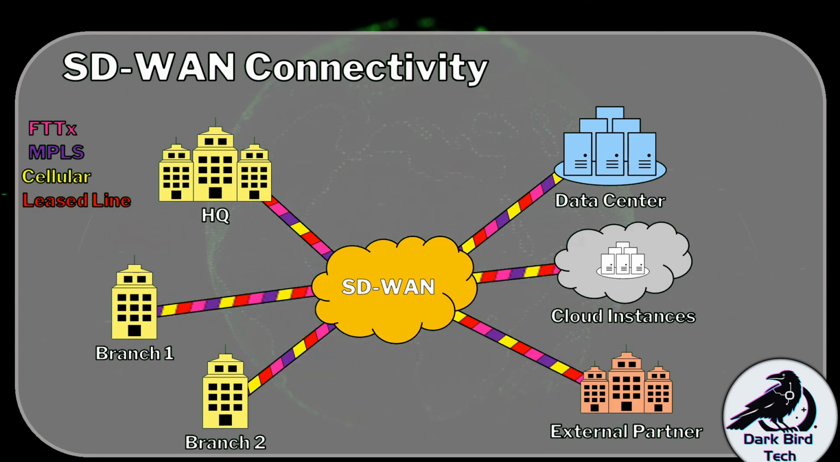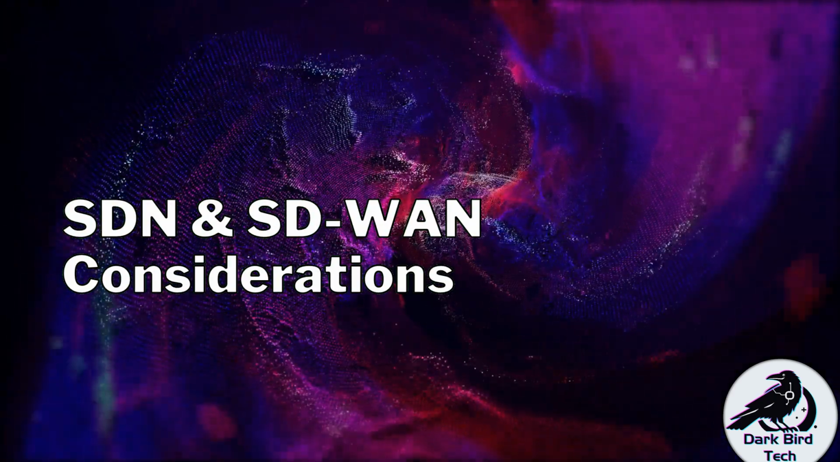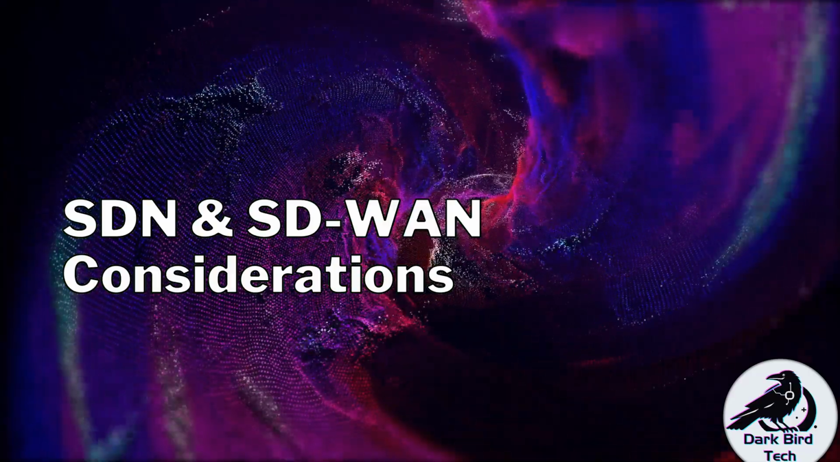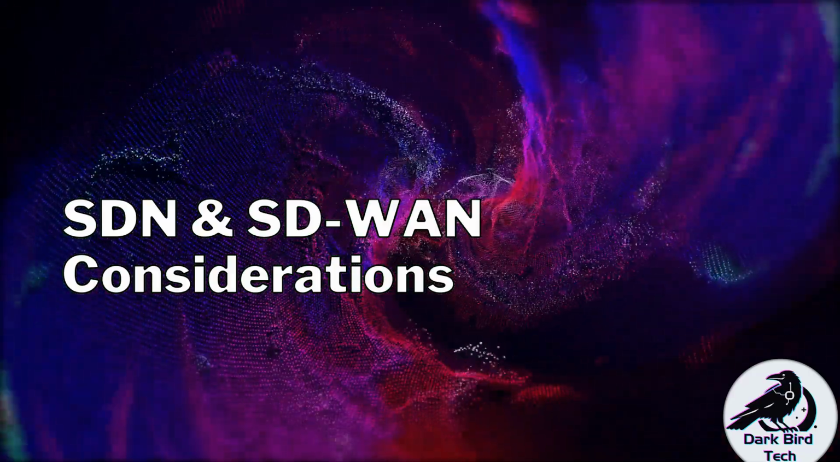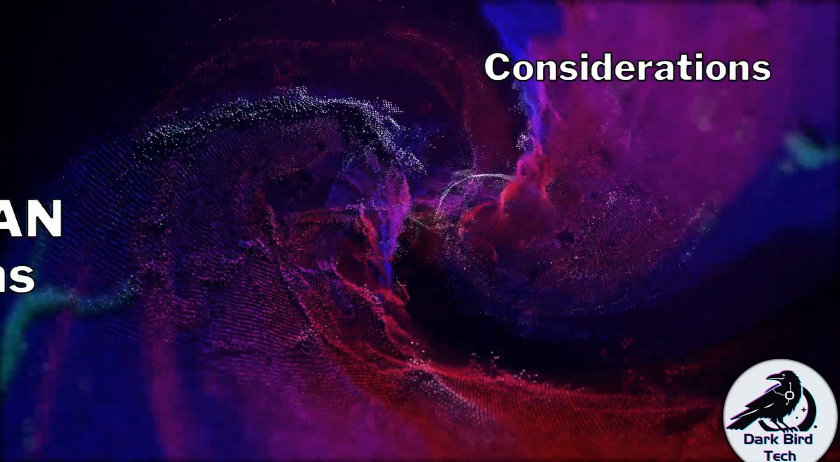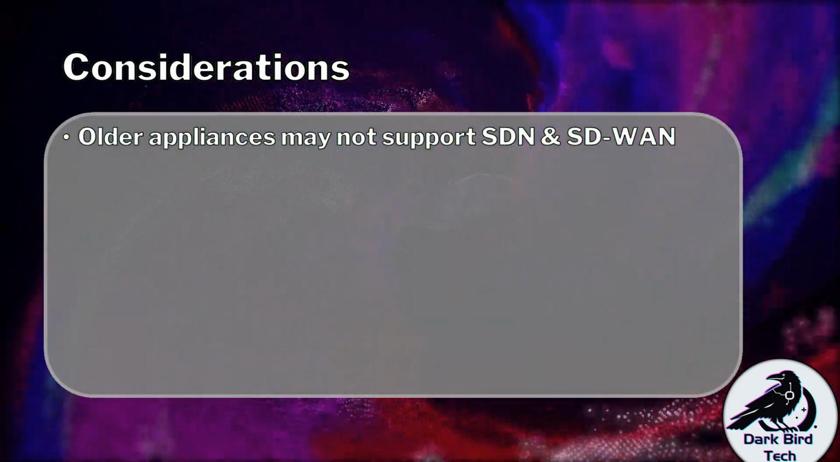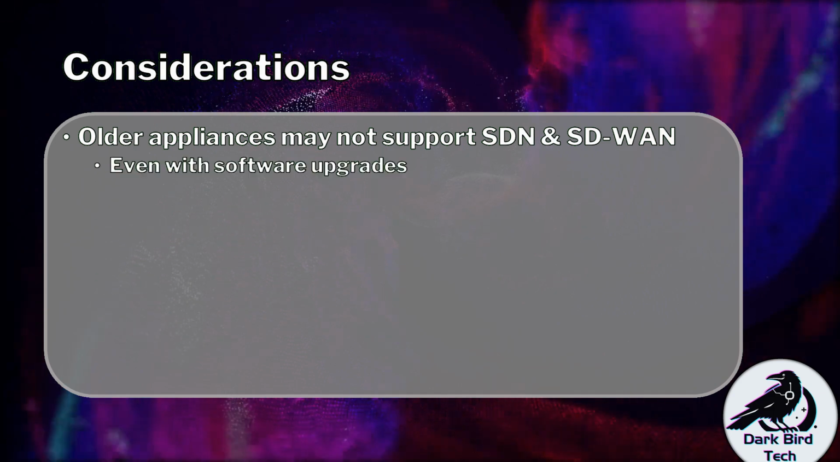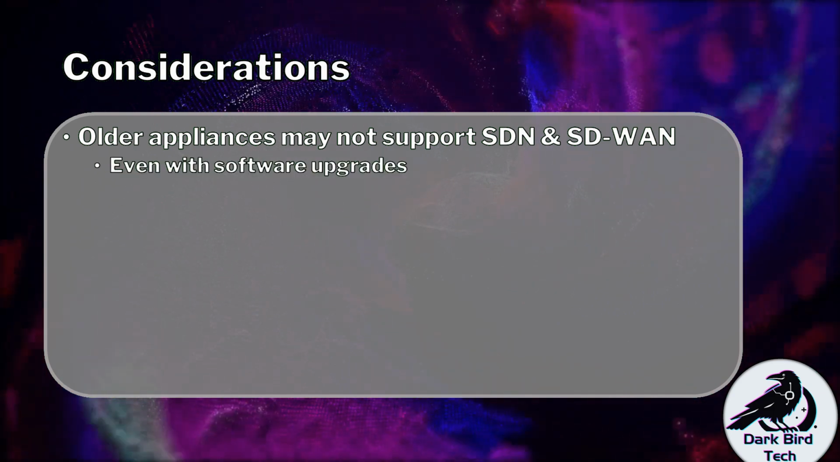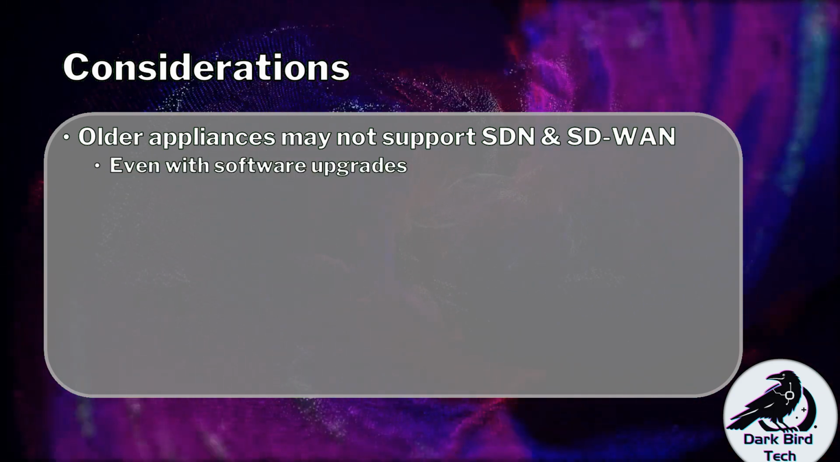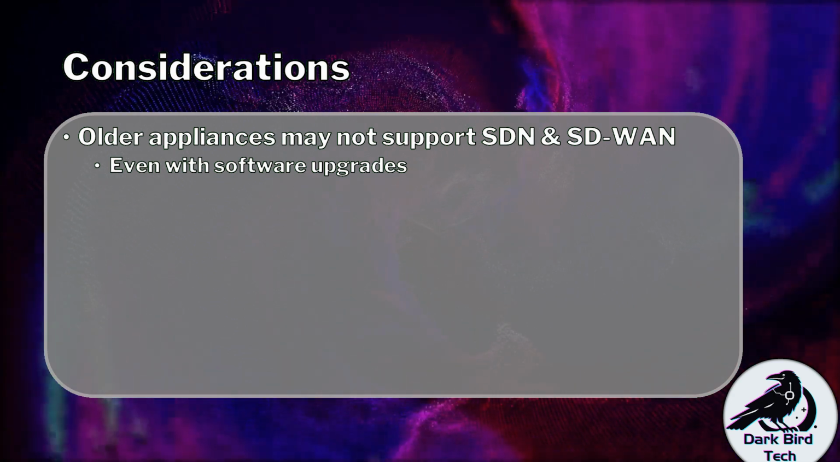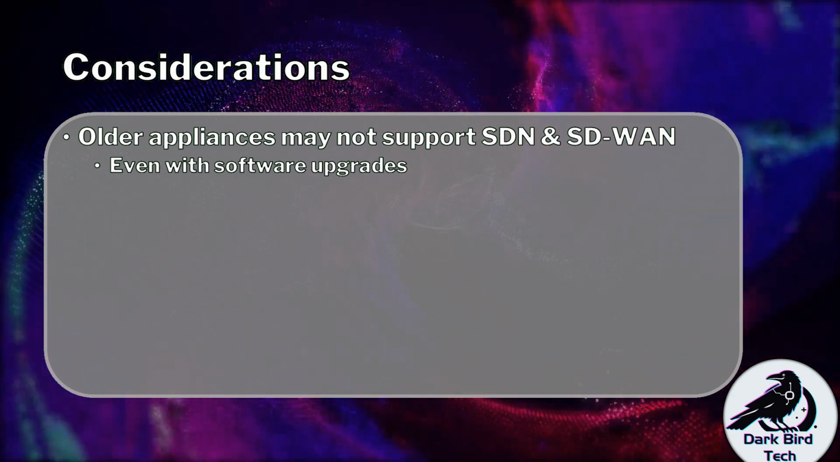Now, if this sounds awesome to you, and trust me it is, well, there are a few considerations that we need to bear in mind before we run headfirst into SDN and SD-WAN. So looking at those considerations, older appliances may not support SDN and SD-WAN. Even if we do a software upgrade, the hardware might not be capable of it, and at some point a network vendor will end of life that appliance and stop supporting it.